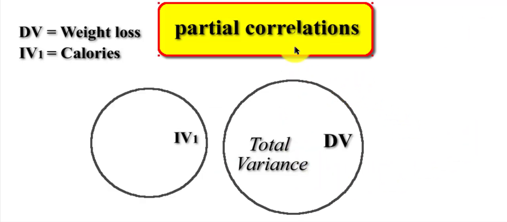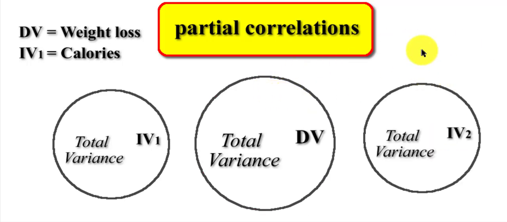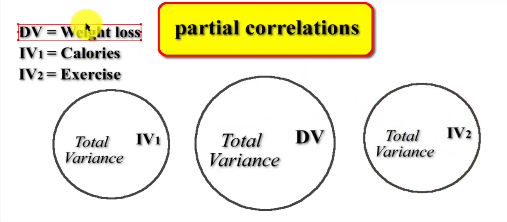So let's add a second variable. This is going to be a predictor variable. So this little circle here represents the total variance in calories. Remember that, the circles represent total variance. And I'm going to add a third variable, which would be the second predictor variable. Again, this is total variance, and let's call this one exercise. So IV2 is exercise, DV is weight loss, and IV1 is calories.